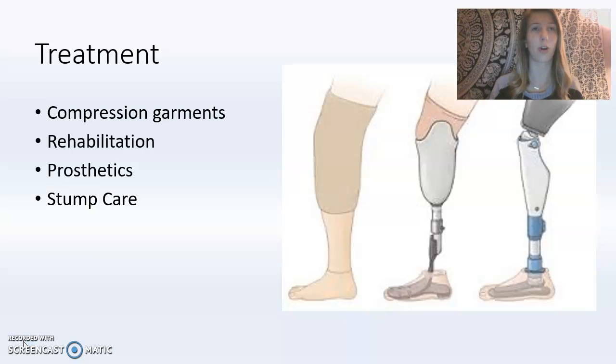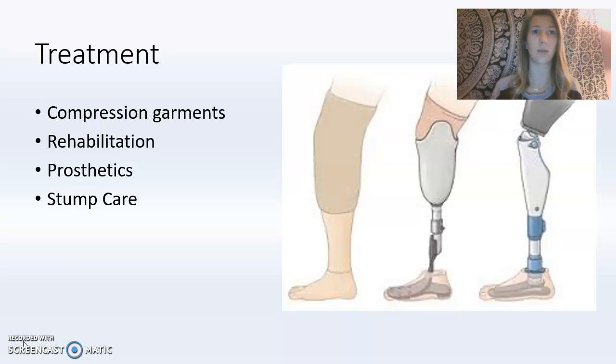Treatments include compression garments. Compression garments help with swelling and they help with the shaping after surgery. There's also rehabilitation. Physiotherapists will help maintain mobility and muscle strength of the leg, and they will also teach the amputee how to use a prosthetic leg if they have one. Another treatment is prosthetics. This depends on the type of amputation, the amount of muscle strength in the remaining section of the limb, general state of health, tasks the prosthetic limb will be expected to perform, and wanting the prosthetic to either be cosmetic or functional.